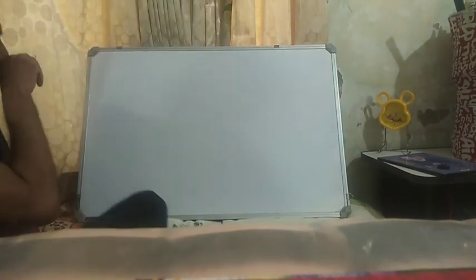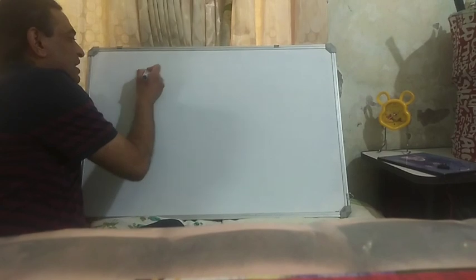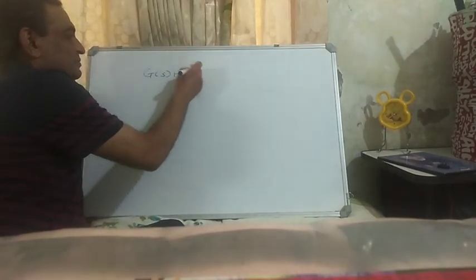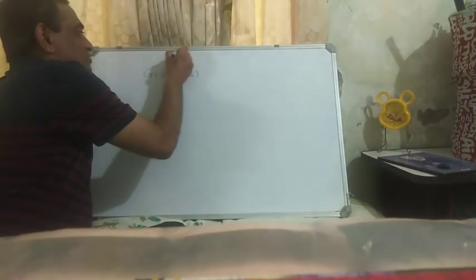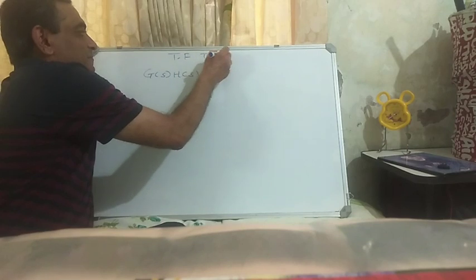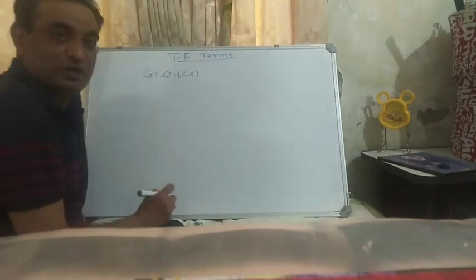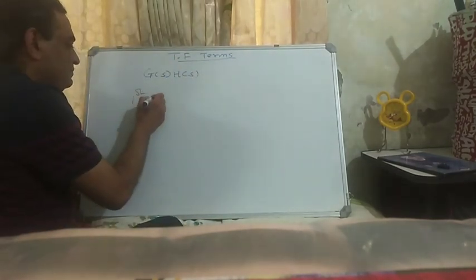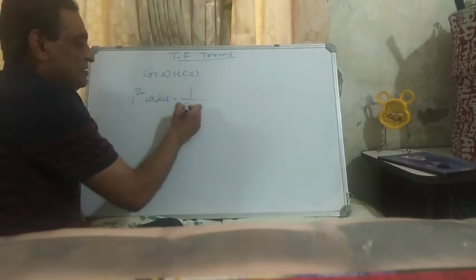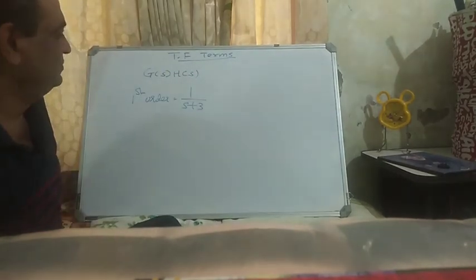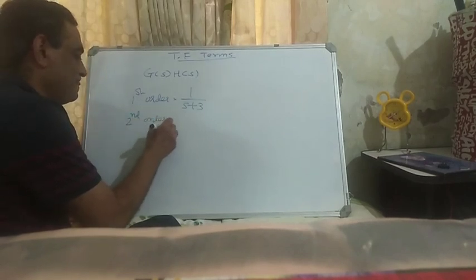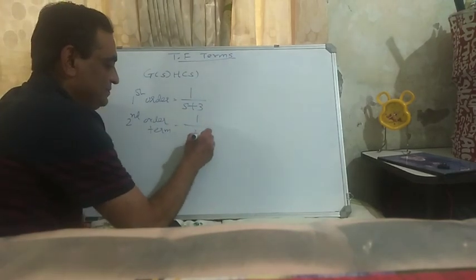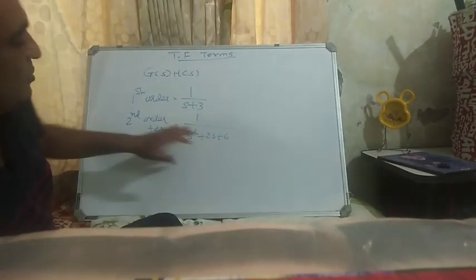Before that, we know that any transfer function can have different terms. I'm discussing transfer function terms. It can have a first order term, which would be something like this. This is a first order term. It can have a second order term like this. This is the second order term, with complex roots.